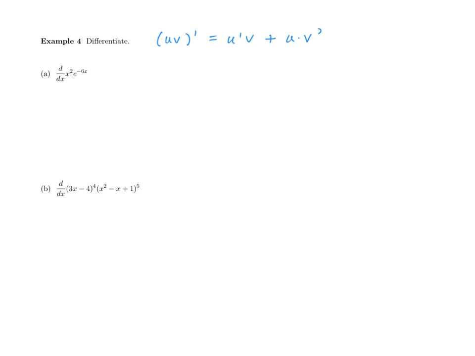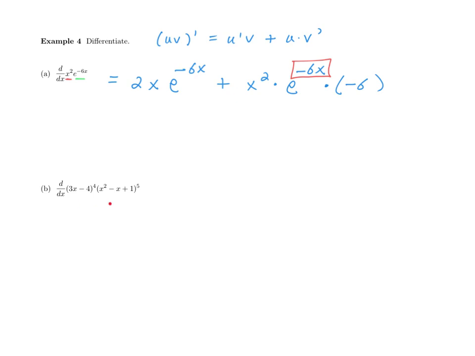Let's try it out. Here's my product. It is x squared times e to the negative 6x. The product rule says you take the derivative of the first and you multiply by the second. You then add on the first, and now you multiply by the derivative of the second. And in the second, we have a composition of two functions. The derivative of e to the negative 6x is e to the negative 6x. But by the chain rule, you have to multiply by the derivative of negative 6x, which is negative 6.